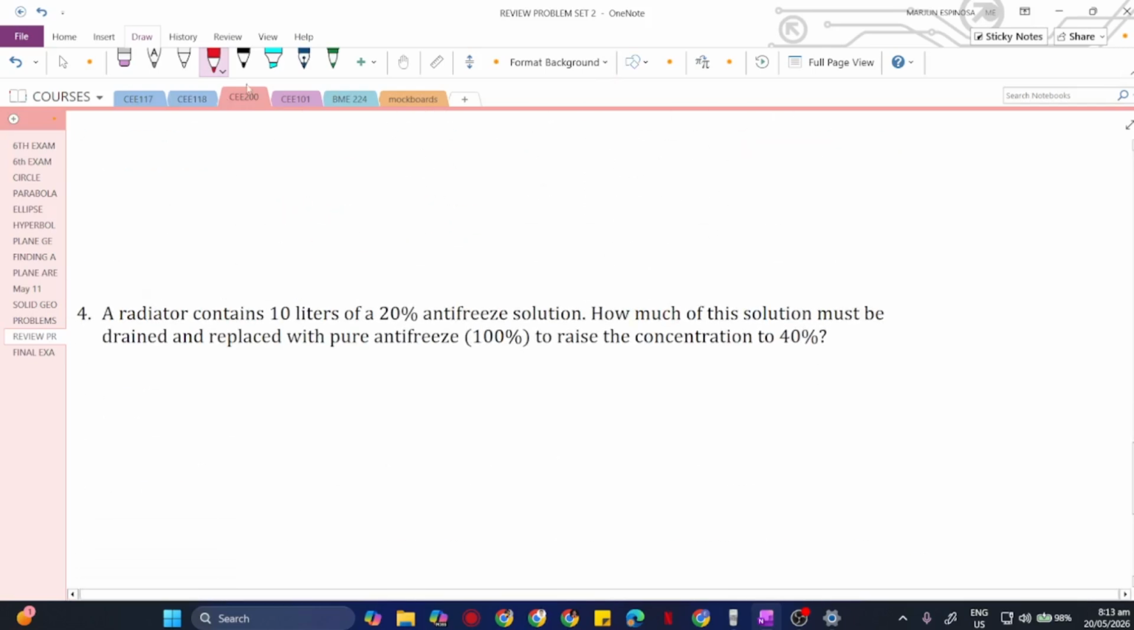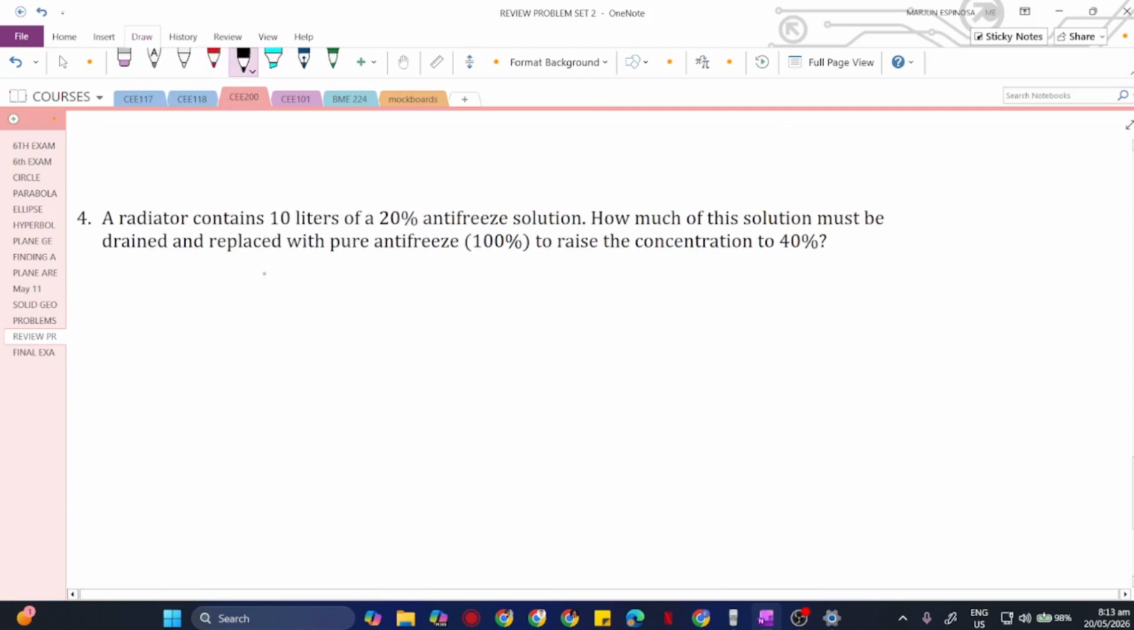Okay, for the next problem, a radiator contains 10 liters of a 20% antifreeze solution. How much of this solution must be drained and replaced with pure antifreeze, which is 100% concentration, to raise the concentration to 40%? So, let's make a simple diagram, class. We have here a tank, containing a radiator, which is 10 liters. Then its concentration here is 20%.